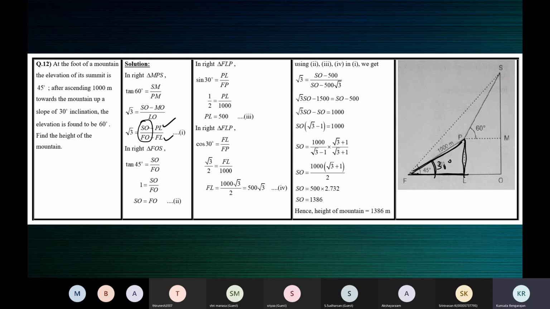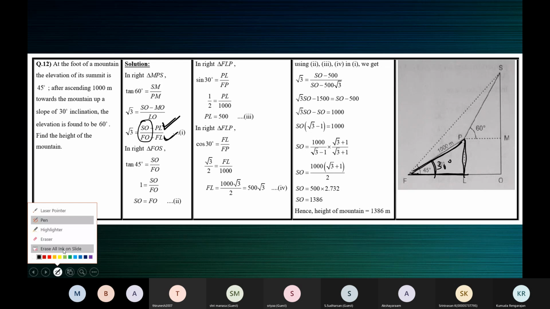So let SO be SO. FO can be replaced with SO because they're equal. Now you find PL and FL from the right triangle. Substitute the values and find the height of the mountain.